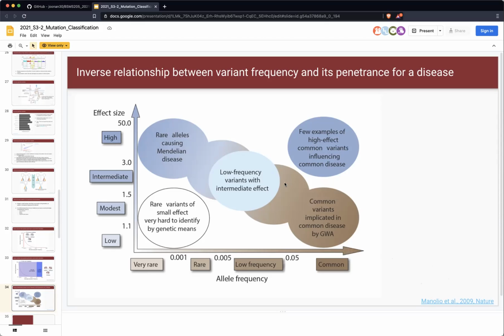there is no correct answer, but this conceptually summarizes that variant frequency and the penetrance for the disease have an inverse relationship. That is true, but what's not true is that in the same disease, we have a certain portion of rare variant alleles and a certain portion of common variant alleles, which we see in the example of height, right?